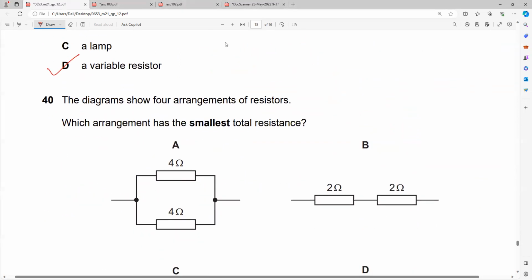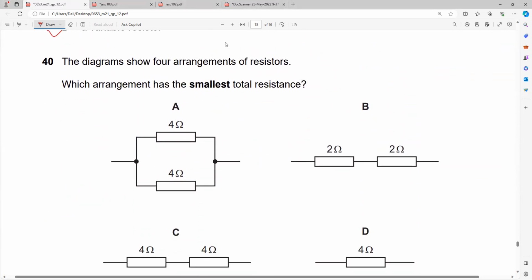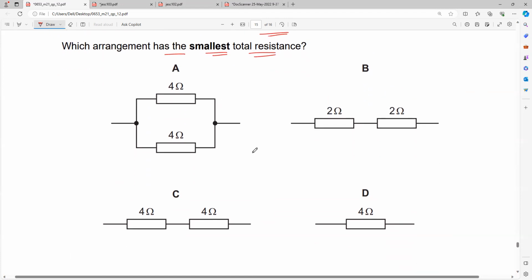Okay. Next, the diagram shows four arrangements of resistors. Which arrangement has the smallest total resistance? Smallest and total. I'm giving you a chance. Make it fast and tell. Smallest total. Directly you can say without solving. What? Option?